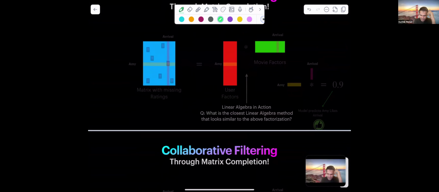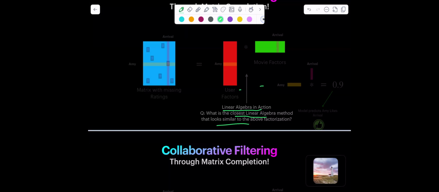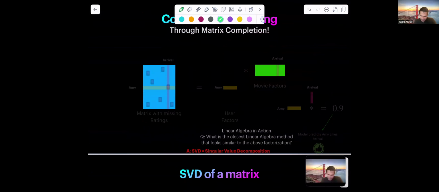So this dot product is just linear algebra in action, right? And you might wonder, this is something you might have seen before. What kind of factorization does it remind you of? If you've done some linear algebra in the past, this kind of factorization you might have seen in some place. Singular value decomposition, yep.